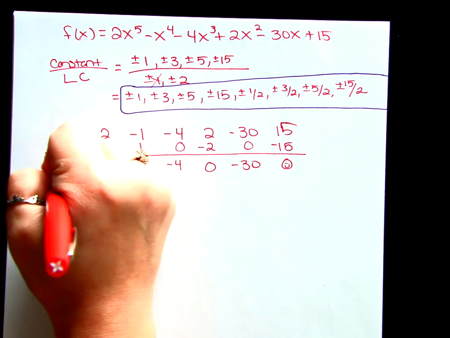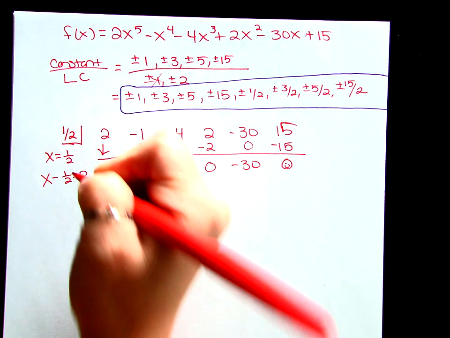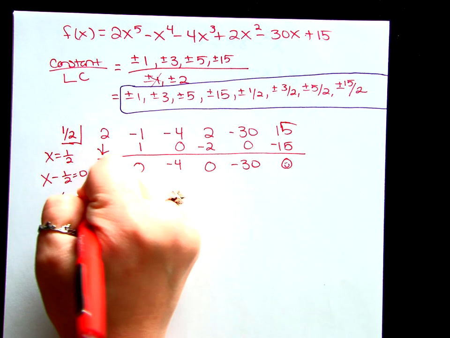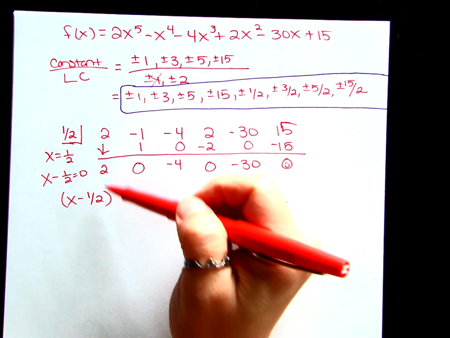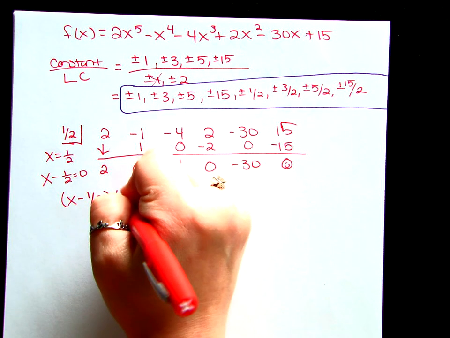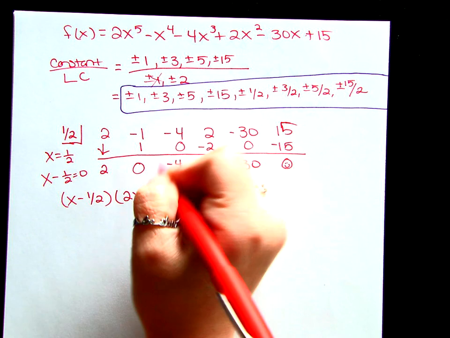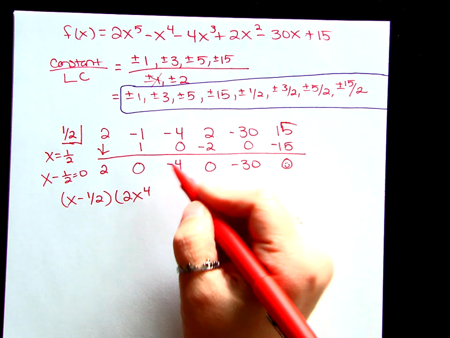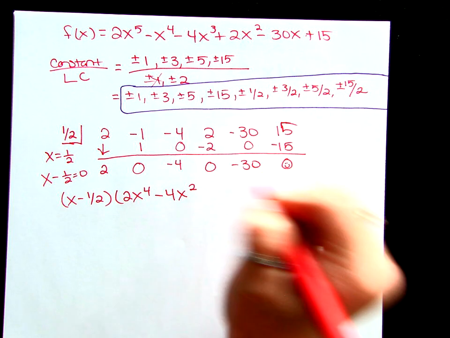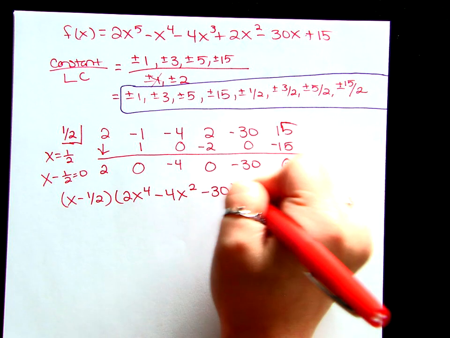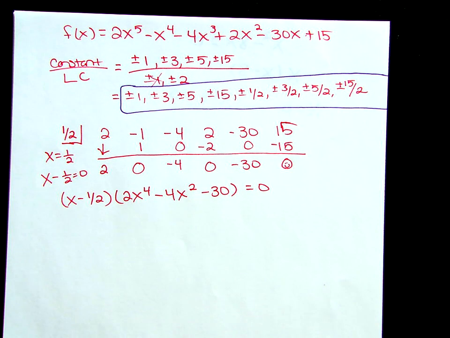So our factor then is x minus 1/2. And then we started with x to the 5th, so we're ending up with x to the 4th: 2x to the 4th. Notice our x to the 3rds went away. So we have minus 4x squared. Our x's went away, so then we just have our minus 30. We can factor out a 2. Because this is kind of gross, let's go ahead and factor it into the other one.